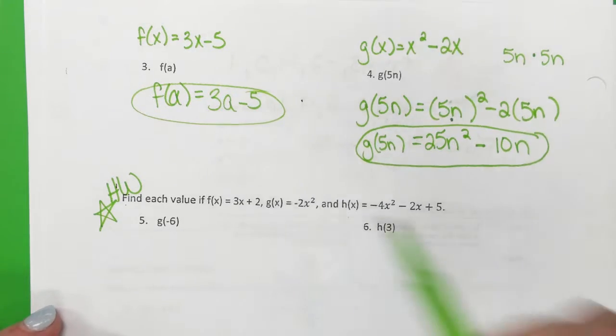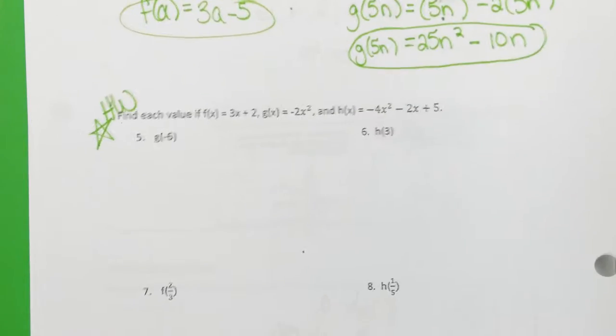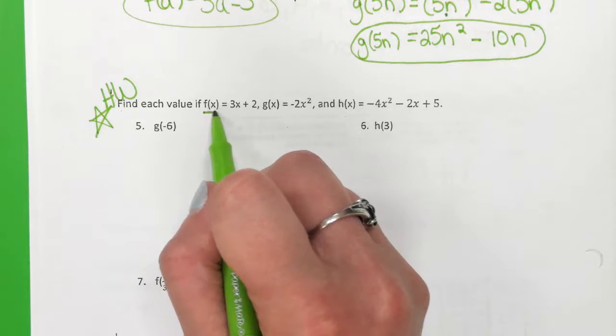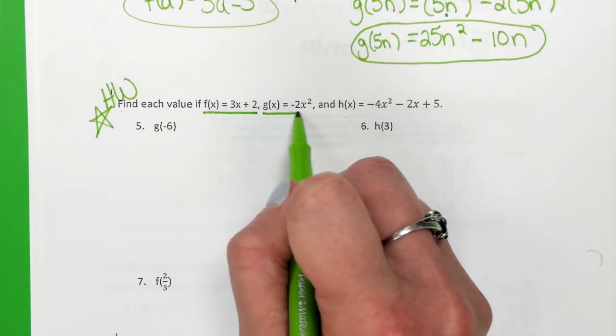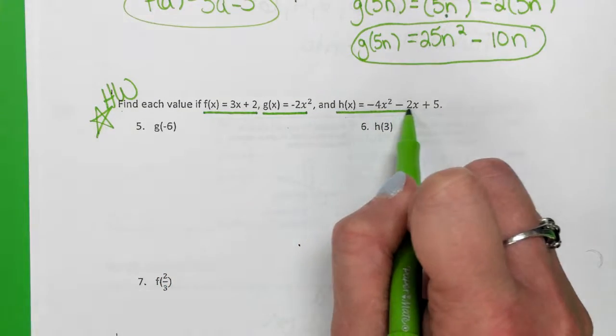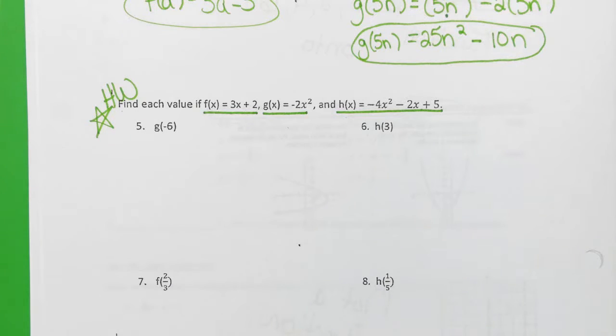Okay. All right, so 5, 6, 7, and 8, be careful. They give you a new f of x, they give you a new g of x, and they give you a new h of x. Are y'all okay with that? All right, so that's your homework for tonight. And let's keep going.